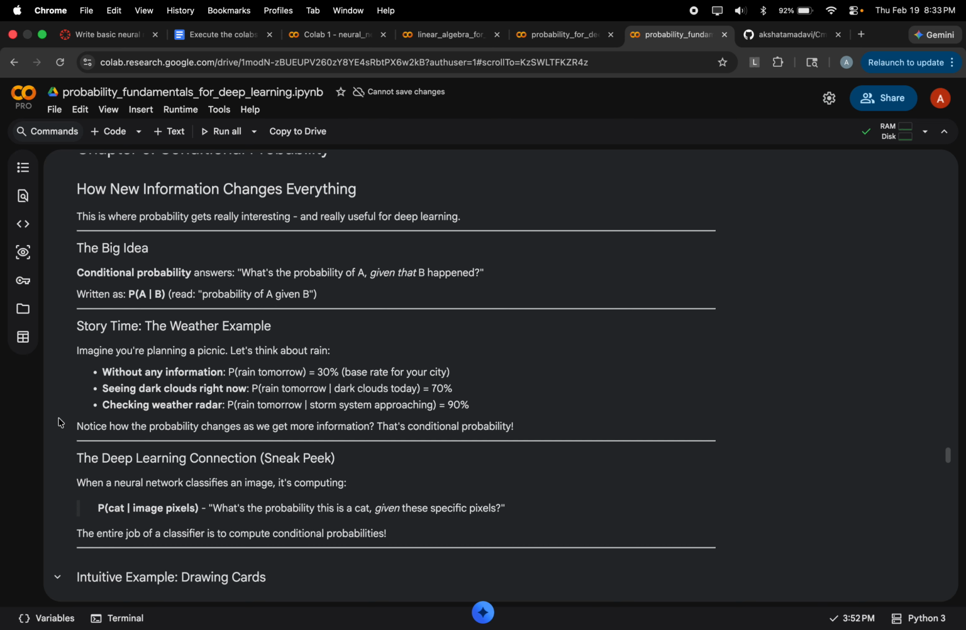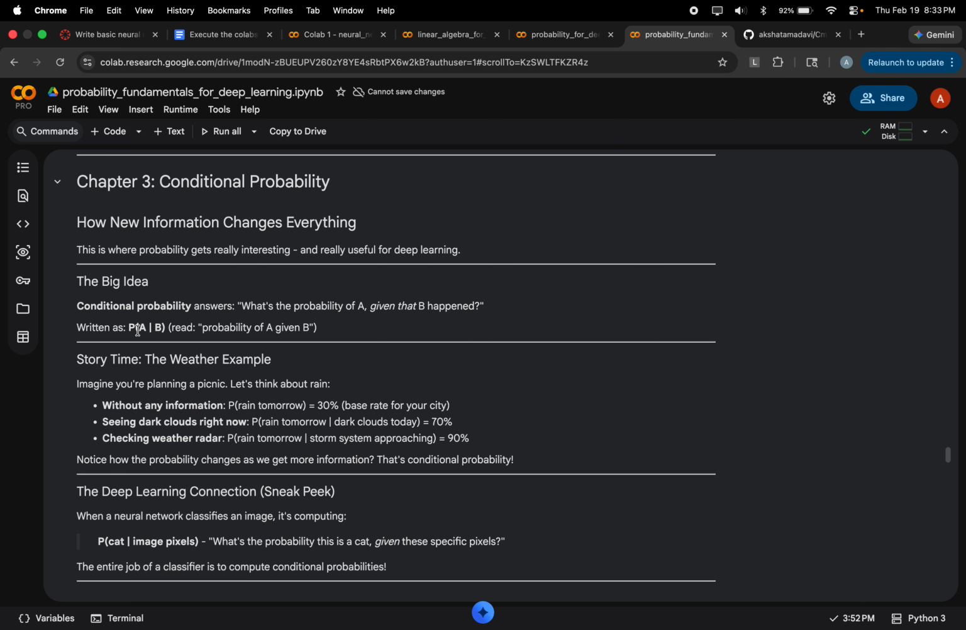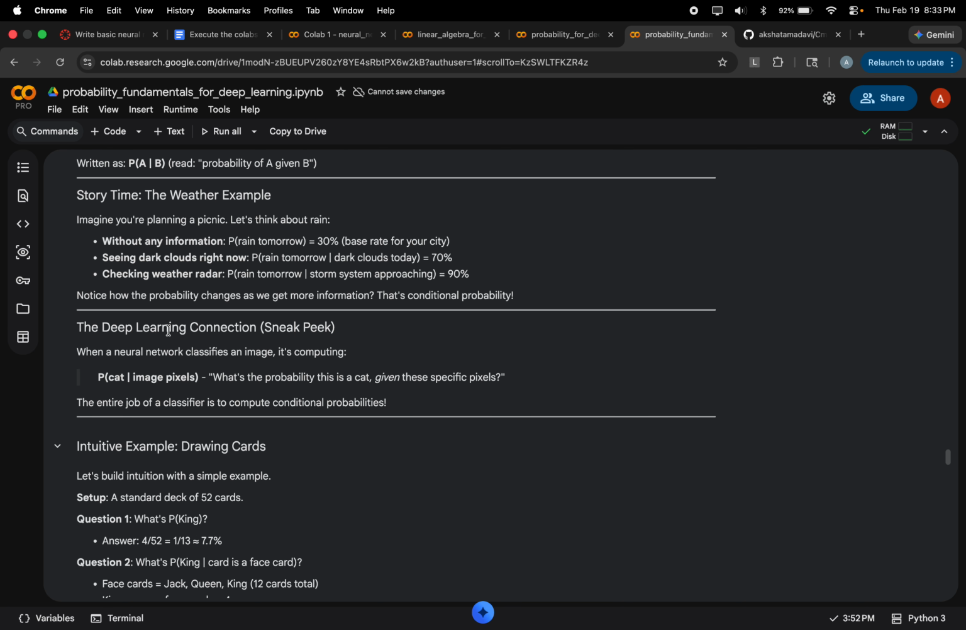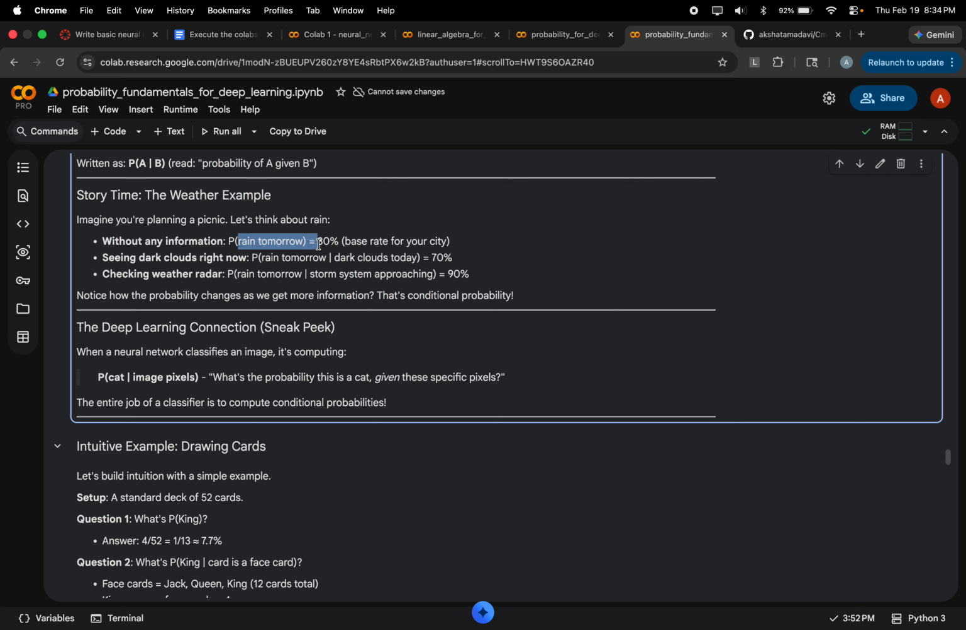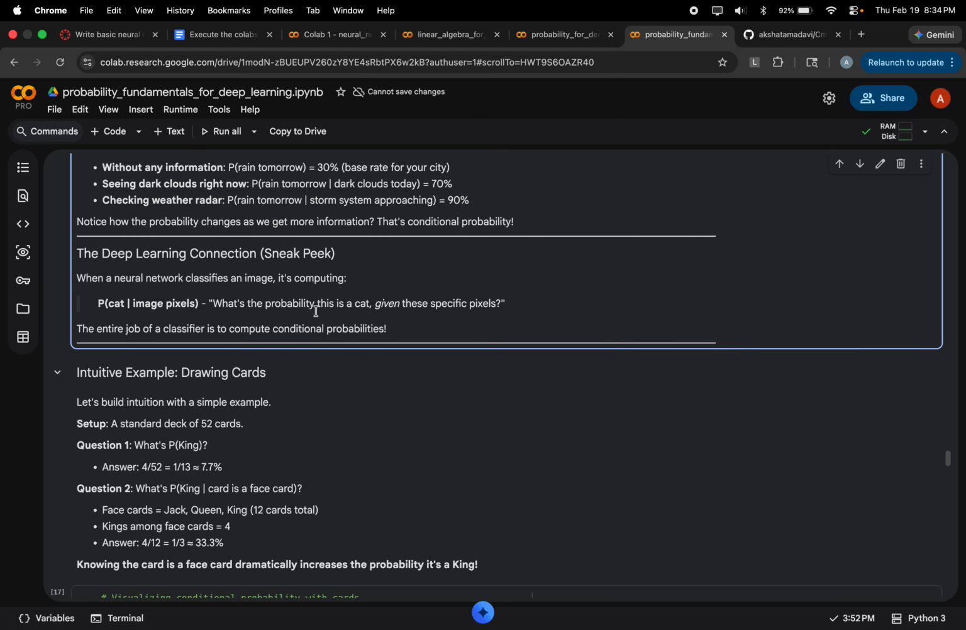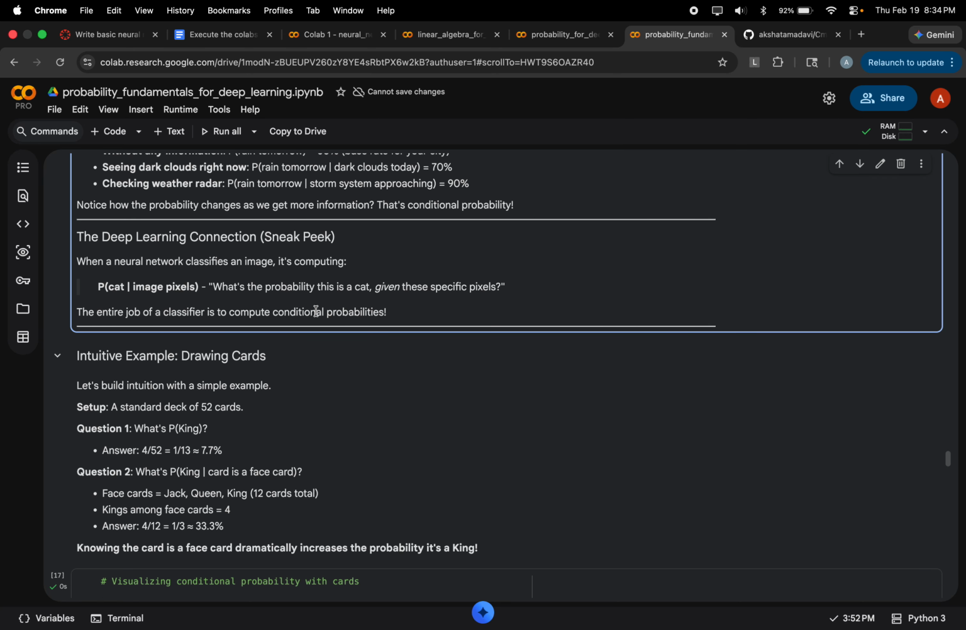Then we have conditional probabilities. What is the probability of A given that B has happened? Imagine you're planning a picnic. Let's think about rain. Without any information, rain tomorrow is 30%, the base rate for your city. Seeing dark clouds right now, the chances of rain tomorrow are increased, right? So 70%. Checking the weather radar and seeing a storm system approaching, the probability increases further. Can you see how the probability is changing based on the previous conditions? That is what conditional probability is. The probability changes as we get more information.